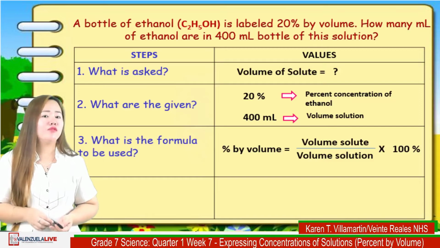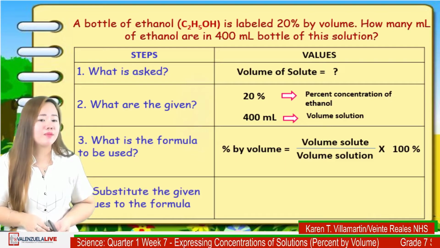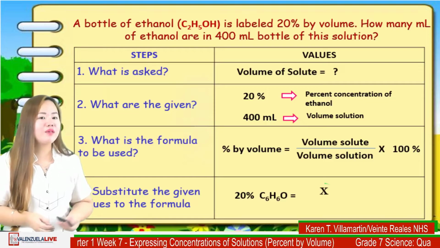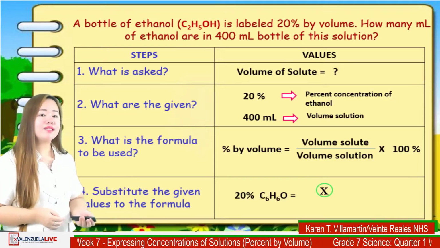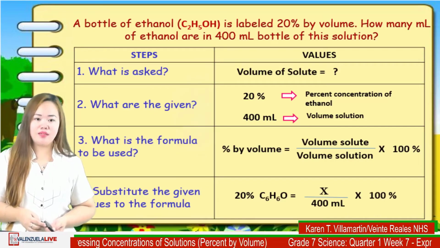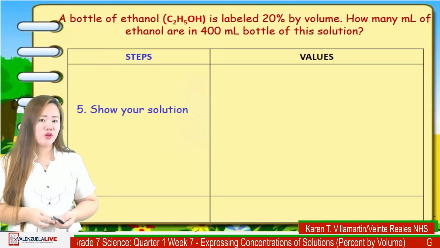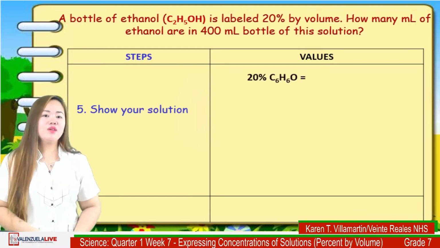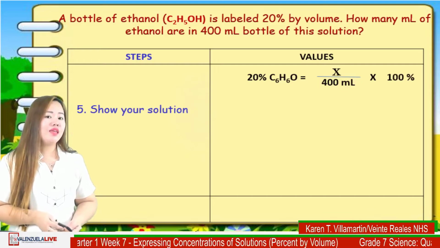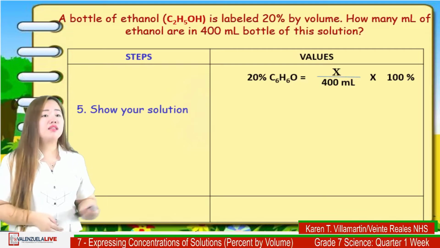But we will use the conversion of equation later. Then, how are we going to substitute all the values? Very good. 20% ethanol equals X divided by 400 ml times 100%. Next, how did you execute the solution? Right, you just copy the substituted values. 20% of ethanol equals X divided by 400 ml times 100%.